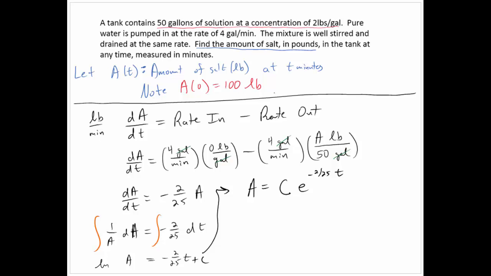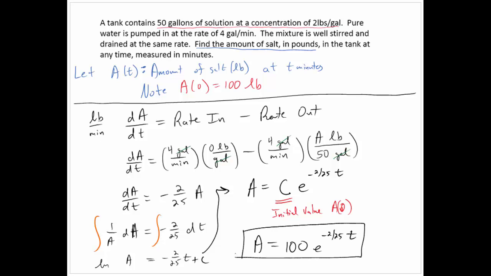We note that A of 0 is 100. And so then, since what we remember about exponential functions, this c, that's the initial value. Right? So that's, in this case, A of 0. So my solution is A is equal to 100 e to the negative 2/25 t. This is the equation that models this situation.